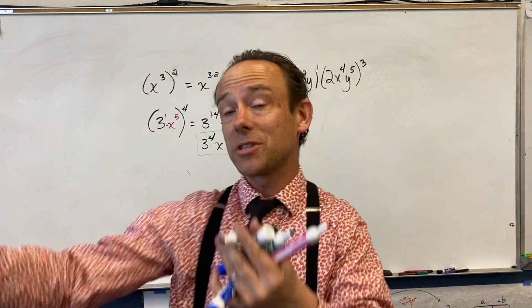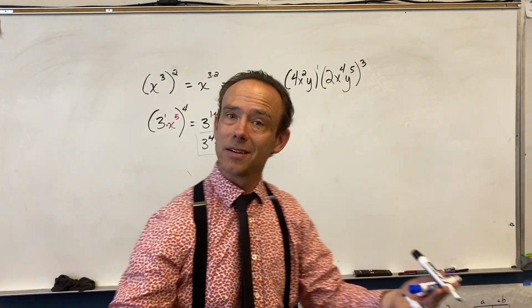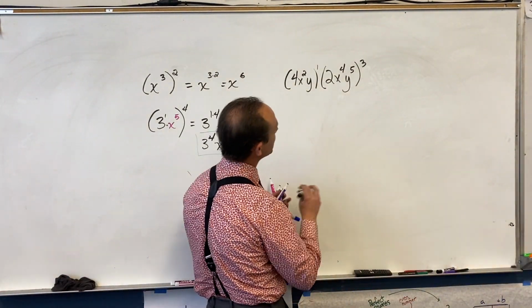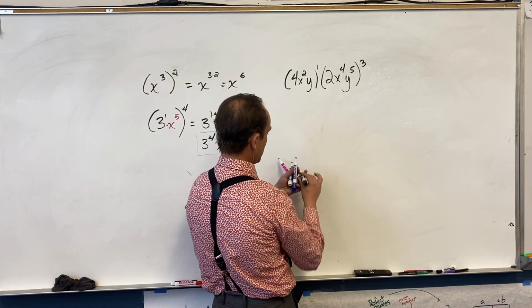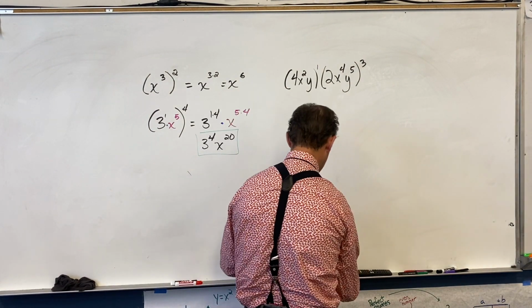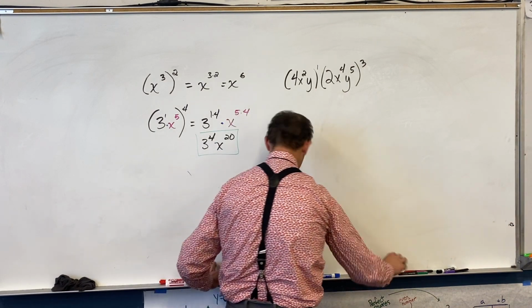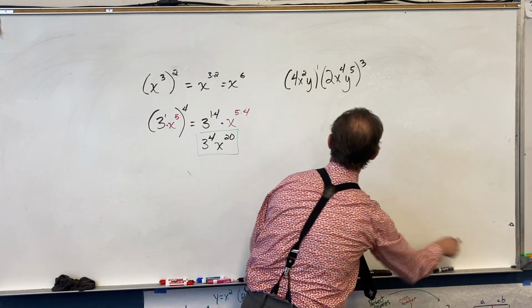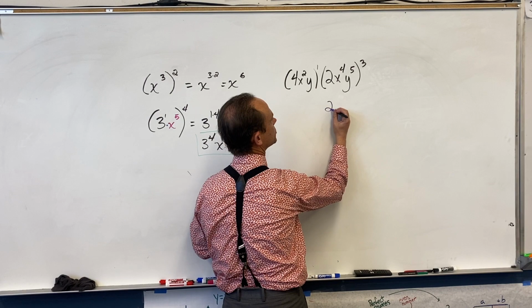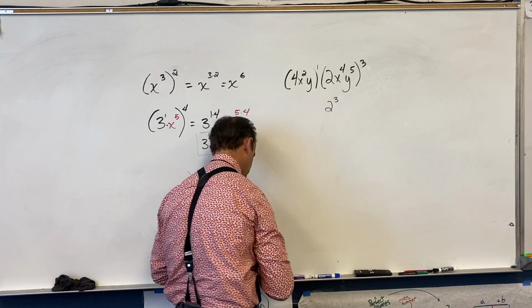So it's 2 times 2 times 2, so it's really an 8. But let's look at this further. Okay, so first move here, and let's bring out some different colors, I suppose. Start with the 2. So we're going to go 2 to the 3rd power.